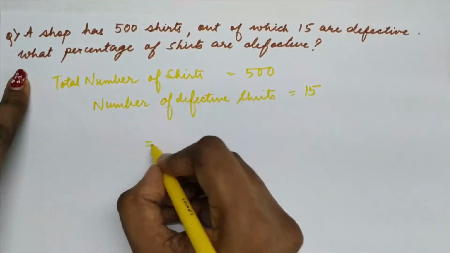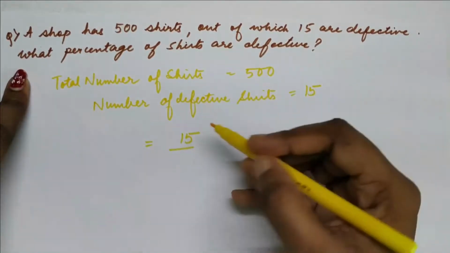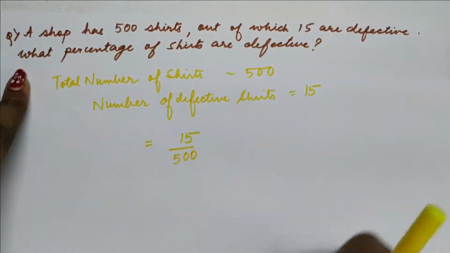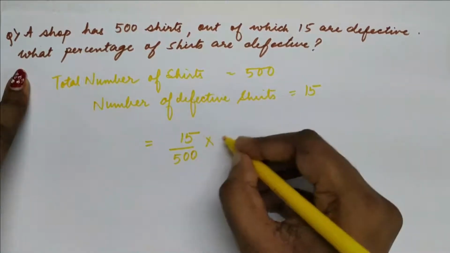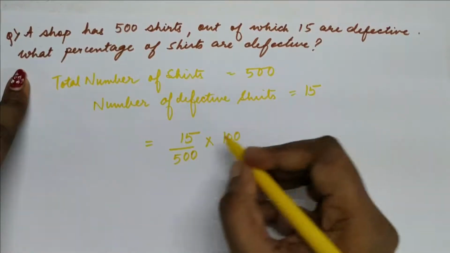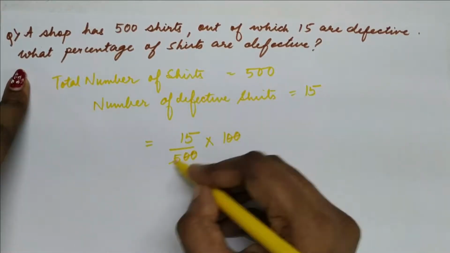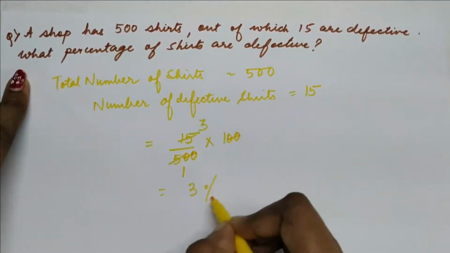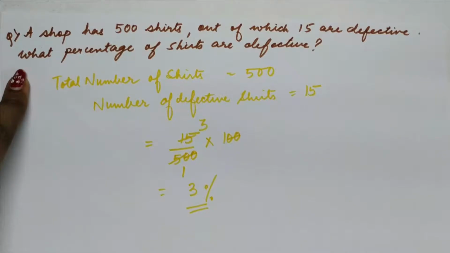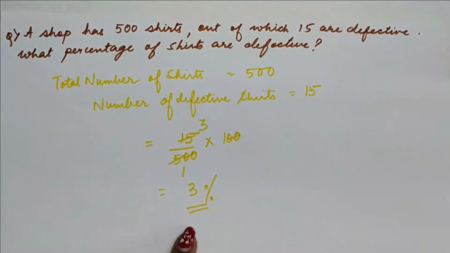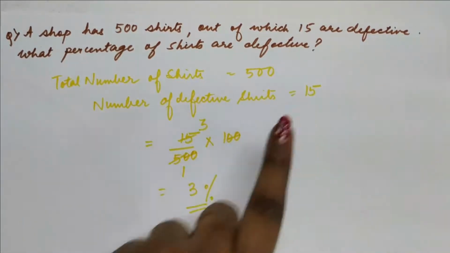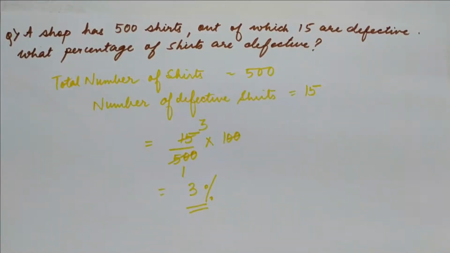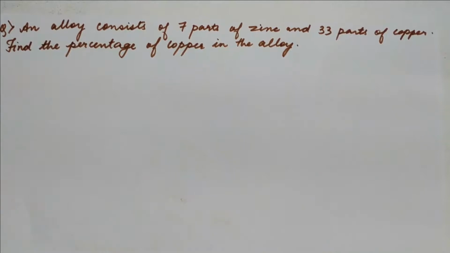So to get the percentage, number of defective shirts by total number of shirts, and as we are going to calculate percentage, we will multiply it by 100. Okay, so the 2 zeros cancel, 5 ones are 5, 5 threes are 15. So what is the overall percentage? It is 3%. So how many shirts are defective? 15 shirts are defective. So what is the percentage of 15 on 500? It is 3%. So let us take one more question to understand.